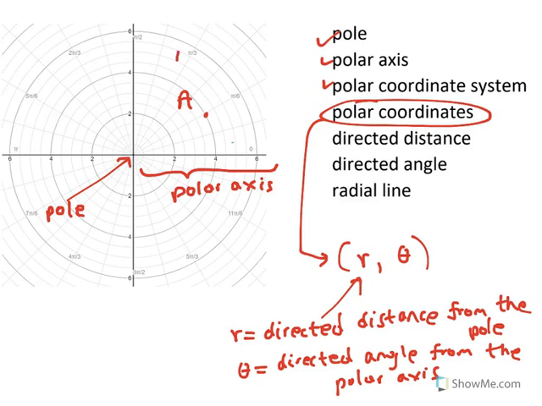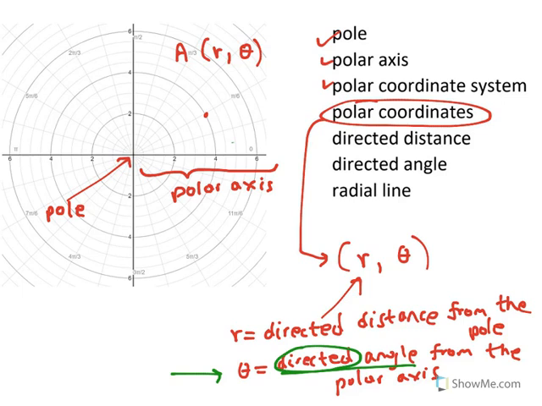The polar coordinates for point A will be r, theta. And what is r and what is theta? We will begin with theta. Theta is the directed angle from the polar axis. Why do we say directed angle? Just like with rectangular coordinates, we had directed distances from the y-axis and the x-axis. You could have a point that's to the right of the y-axis, in which case the x-coordinate would be positive, or you could have a point to the left of the y-axis in which the x-coordinate could be negative.